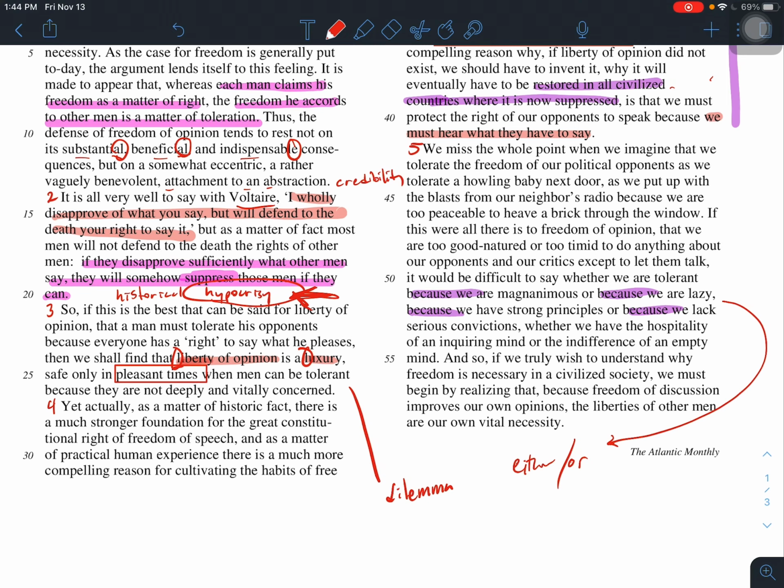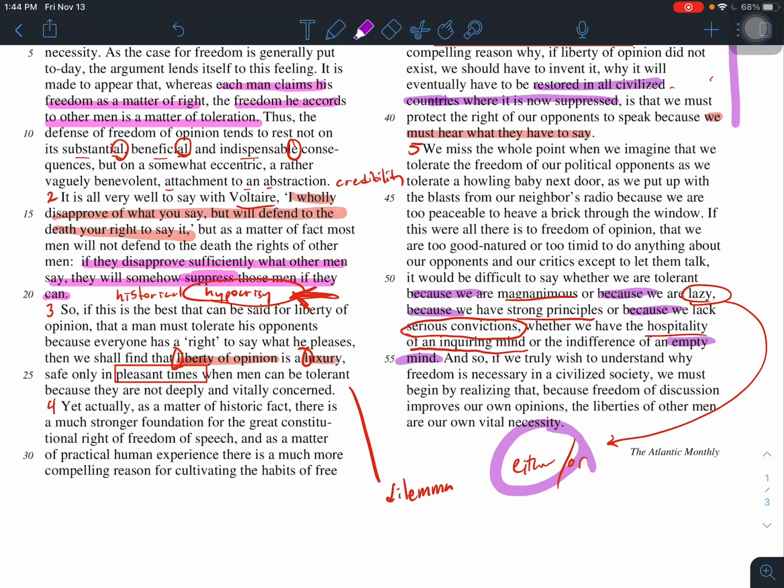It's because by contrasting these differing viewpoints, by associating those who would use their positions of power to silence others, they believe that they are magnanimous, they believe that they have strong principles, but in reality, they are lazy and lack serious convictions. They believe that they have the hospitality of an inquiring mind, but in reality, they have an empty mind.